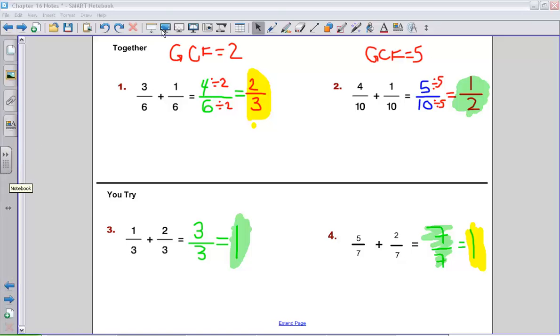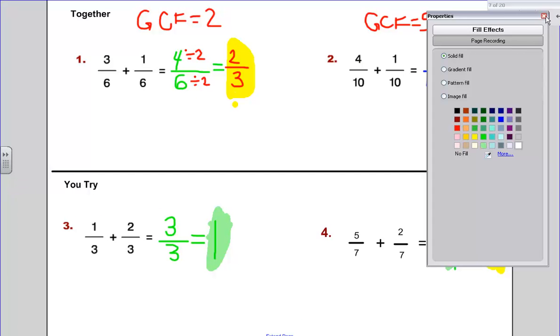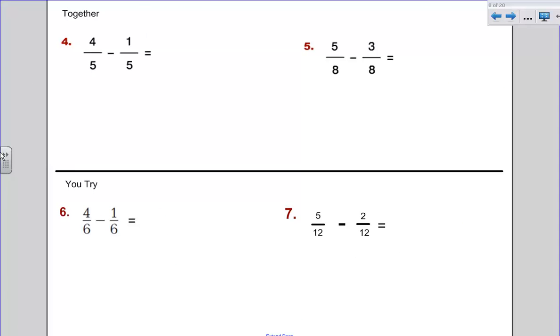Alright, so these are examples with adding. So now let's take a look at some examples with subtracting. Okay, so again, I'm adding and subtracting with like denominators.